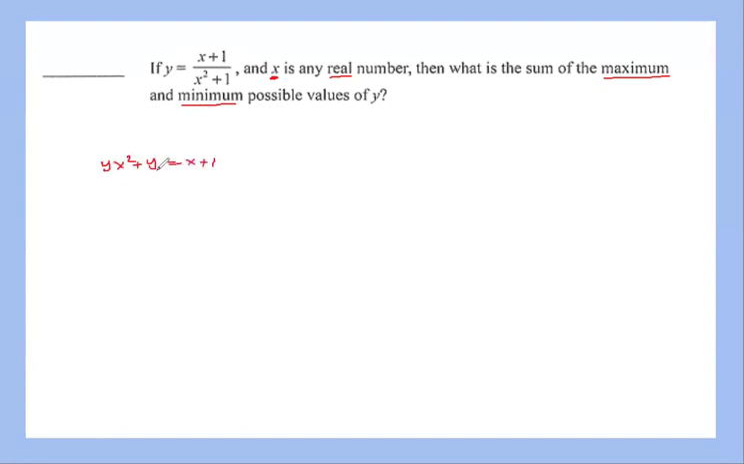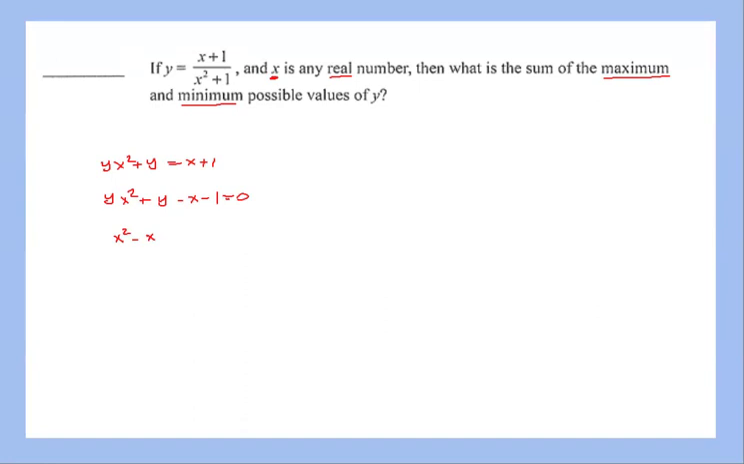So if I do cross multiplication, I'm going to get yx squared plus y equals x plus 1. If I pull everything to one side, that will give us yx squared plus y minus x minus 1 equals 0. To make it a bit more obvious, I'm going to write the quadratic in a different color.